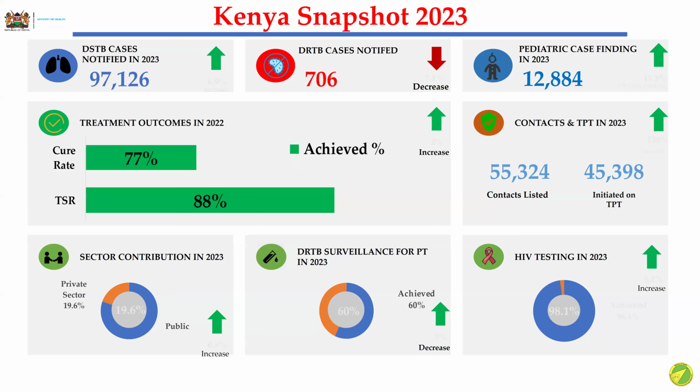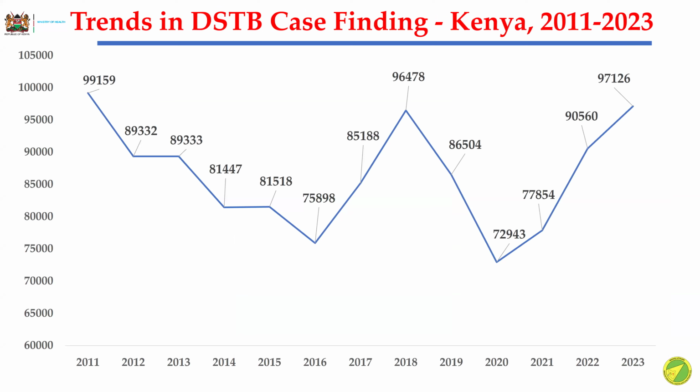And then the drug resistant TB surveillance for previously treated cases in 2023 was 60%, and there was a decrease from achieved from 60%. Yeah? And then you can see here the trend of TB from the year 2011 to the year 2023.